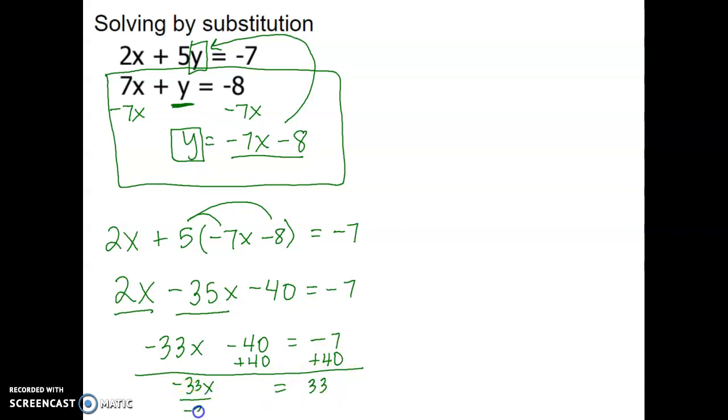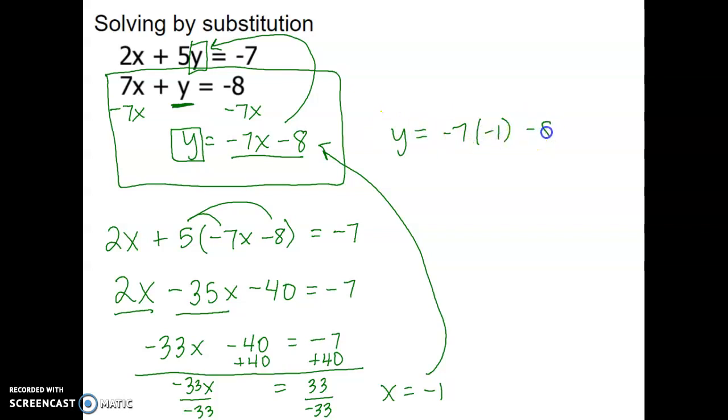Then divide both sides by negative 33. Got x by itself now. And 33 divided by negative 33 is negative 1. Again, to find y, I'm just going to plug this back in. I'm going to plug it in this one because that seems easiest. y equals negative 7. We now know x is negative 1 minus 8.